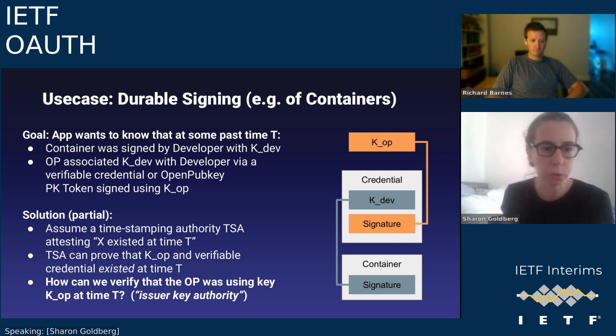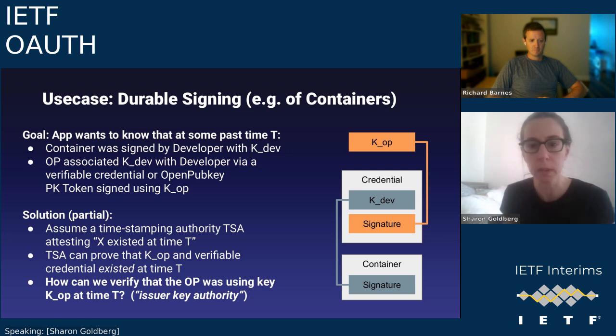So we use that authority to prove that the verifiable credential existed at time T. If we had that timestamping authority stamping that the credential was actually used at time T, we might be able to use it to verify that the container was signed at time T. Except there's one really big problem. How do we know what key the OP was using at time T if it's already rotated it and we have no record of what the OP was using at that past time?